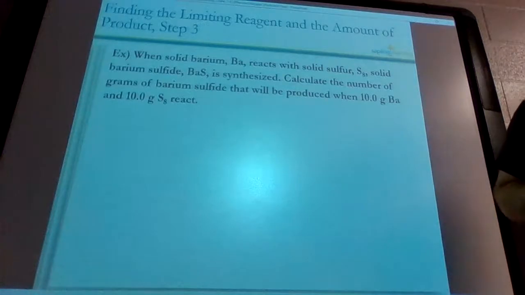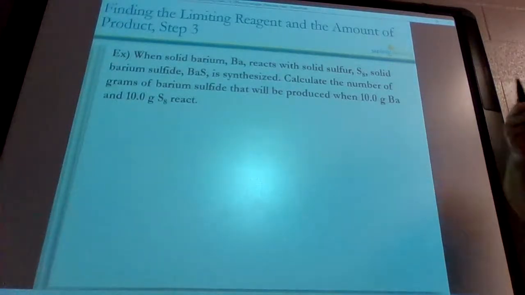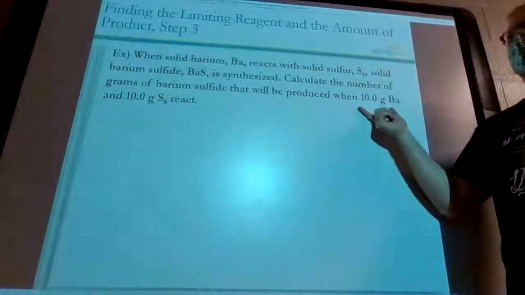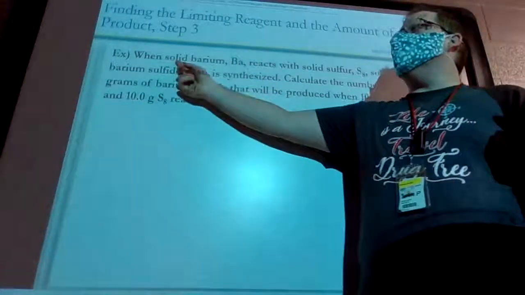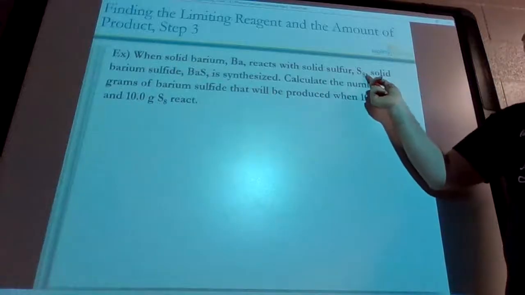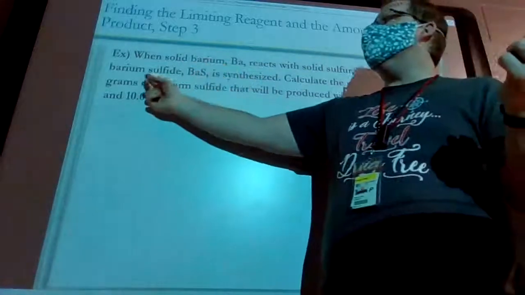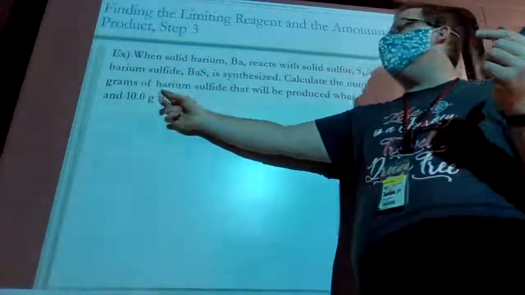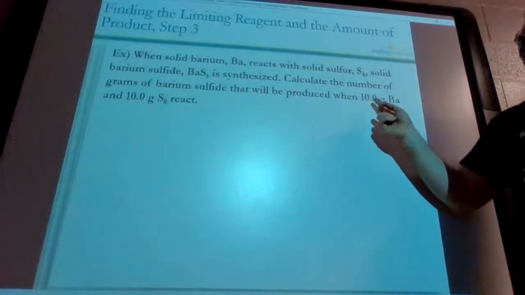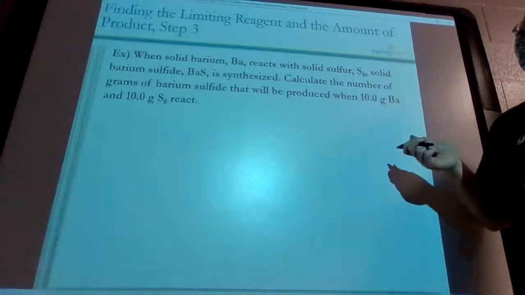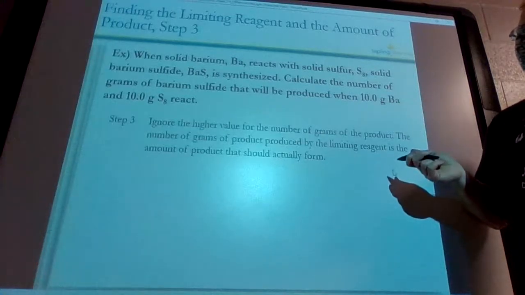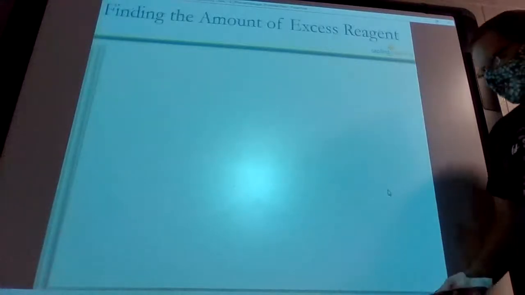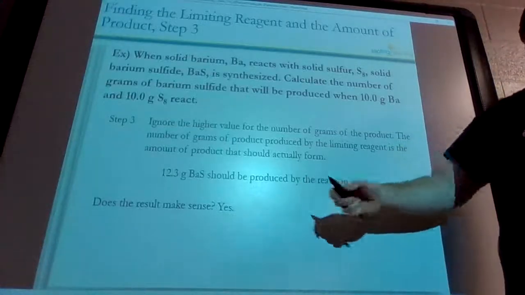So now they go to the next question, which kind of builds off the same thing. Are they starting us with the same chemicals? Yes, but they're asking something different. When solid barium reacts with solid sulfur, S8, solid barium sulfide is synthesized. Calculate the number of grams of barium sulfide that will be produced when 10 grams of barium... What? No. That's what I already did. Oh, never mind. We just weren't done with the problem. I apologize. 12.3 grams, final answer.